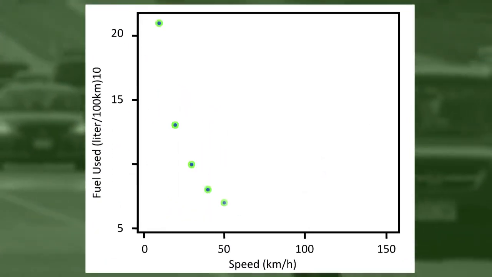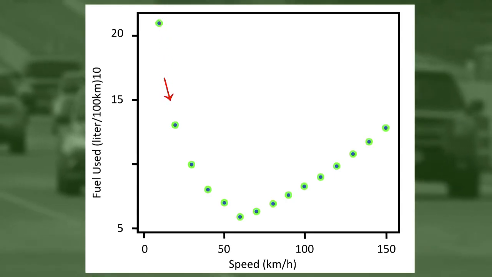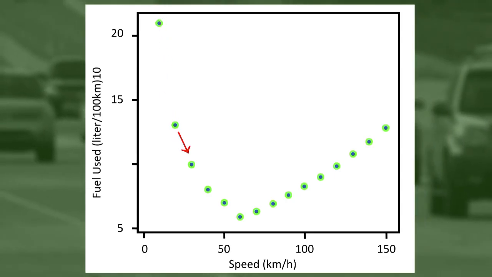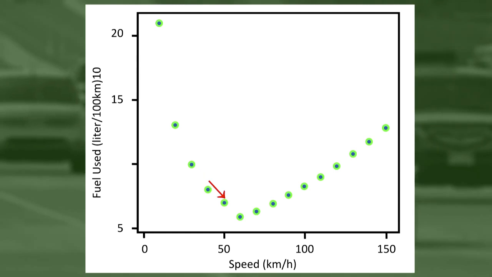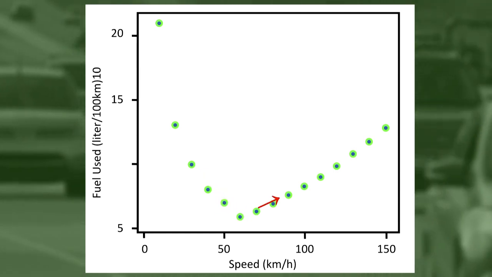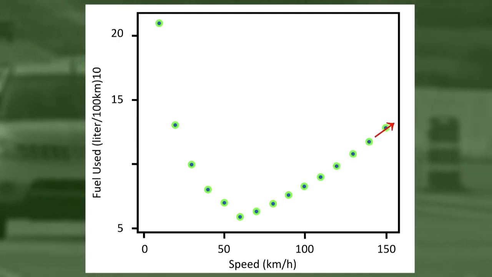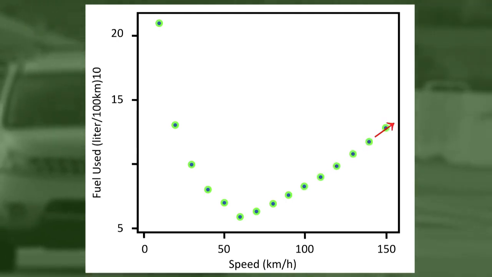Our data describes a fairly simple curvilinear relationship. The amount of fuel consumed decreases rapidly to a minimum for a car driving 60 kilometers per hour, and then increases gradually for speeds exceeding 60 kilometers per hour. The relationship is very strong as the observations seem to perfectly fit the curve.